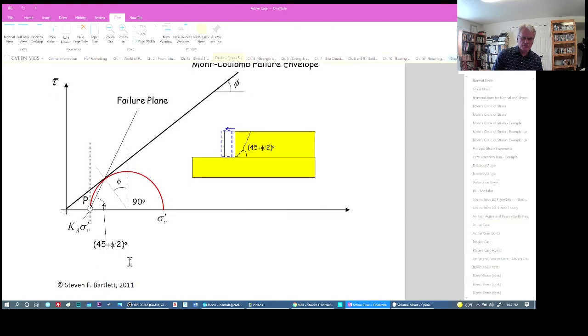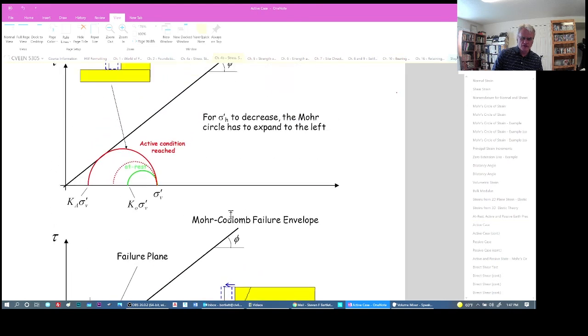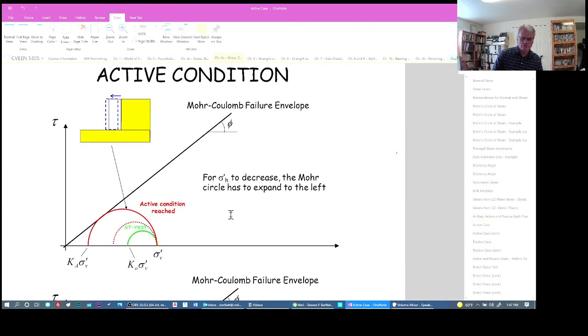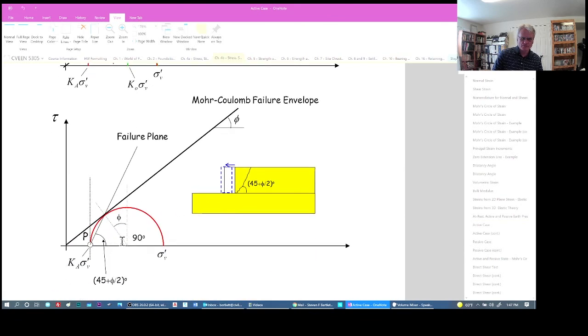And we can predict that failure plane using the pole method. This is the plane upon which the minor principal stress acts. We draw a line parallel to that plane. We have the pole. If we draw a line up to that failure surface, that would define the failure plane, and we'll find out that it's up from the horizontal 45 plus phi divided by 2. Okay? Up from the horizontal. So coming from up here.